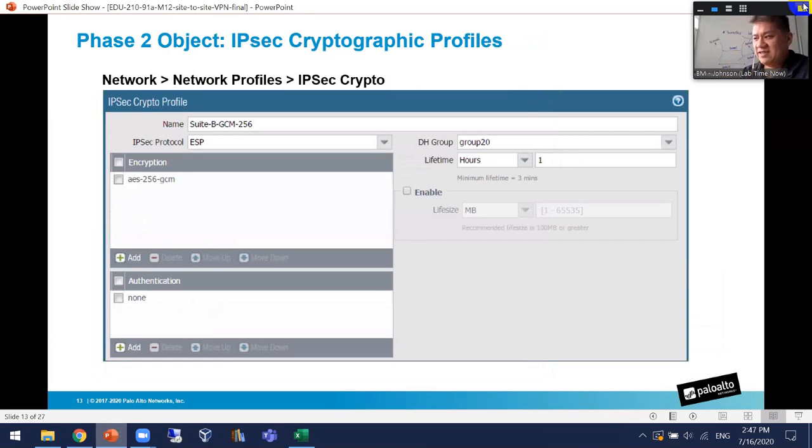Phase 1 is finished already. We're going to do phase 2. Phase 1 is for you to find the peer. Phase 2 is for you to generate the traffic in the tunnel. So when you're generating the tunnel, the question is, what kind of IPSec crypto profile are you going to generate? Over here, same thing.